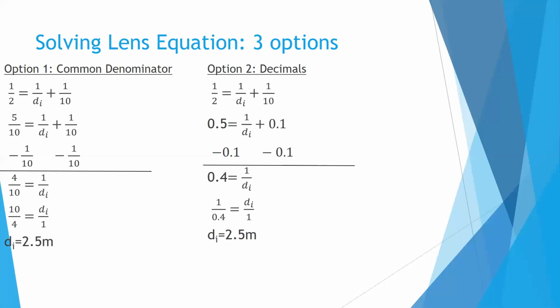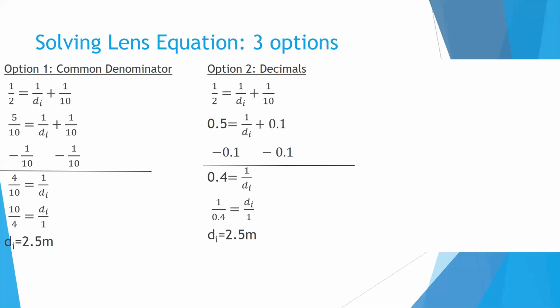Good sign that it matches your original answer, because you should get the same answer regardless of how you do it. Option number 3 is more of a calculator shortcut. Some people find it easier to put into the calculator this way using the inverse button. If you're using a TI-84, it's on the left side, next to the sign button above the x squared button. So it's the x minus 1 button, or the inverse button.